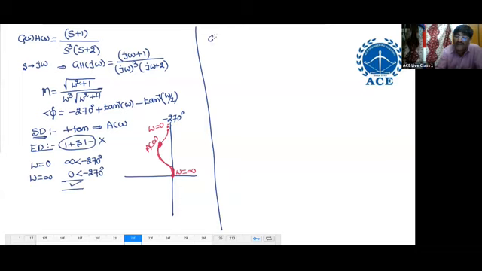Similarly, solve this problem. Last problem: s plus 2 by s cube into s plus 1. Come on, quickly. After this we'll close. Last problem.